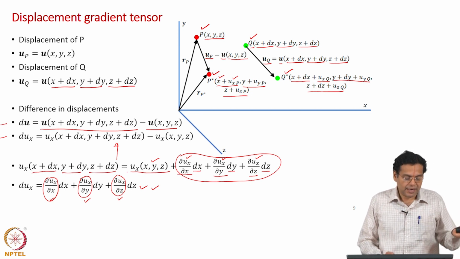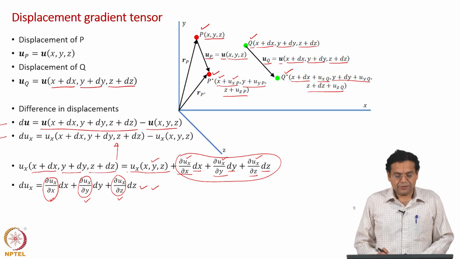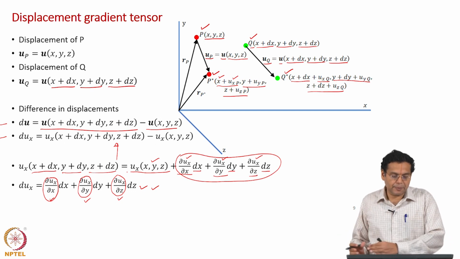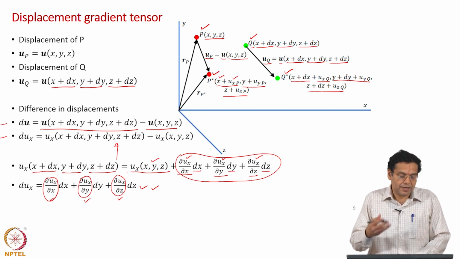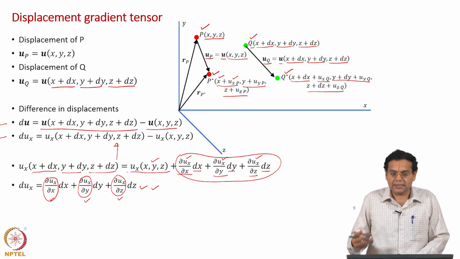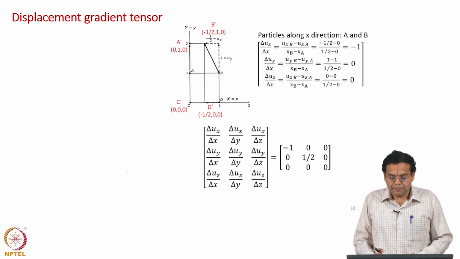So, the left hand side tells you the total difference in displacement, and that has been apportioned into 3 parts because of the variation of x displacement along the x direction, y direction and z direction. So, it is a mathematical statement, the total derivative relating to partial derivatives. Now, let us do this.